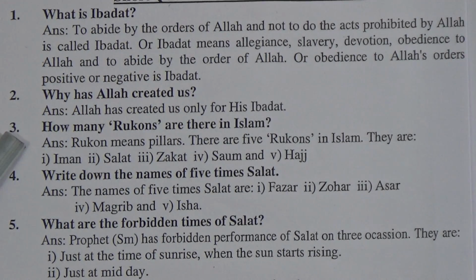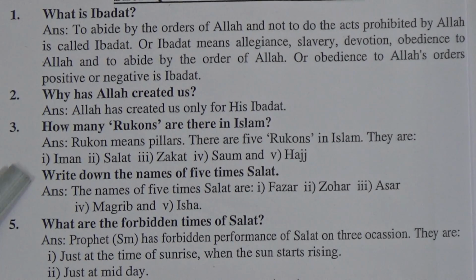Number 3, how many rukuns are there in Islam? Students, at first you have to know what rukun means. Rukun means pillars. So I have written here the answer: rukun means pillars. There are 5 rukuns in Islam. They are Iman, Salat, Zakat, Sawm and Hajj. So this is the question number 3 answer. Now question number 4, write down the names of 5 times Salat. It's very easy, students. Answer: the names of 5 times Salat are Fajr, Johor, Asr, Maghrib and Isha.